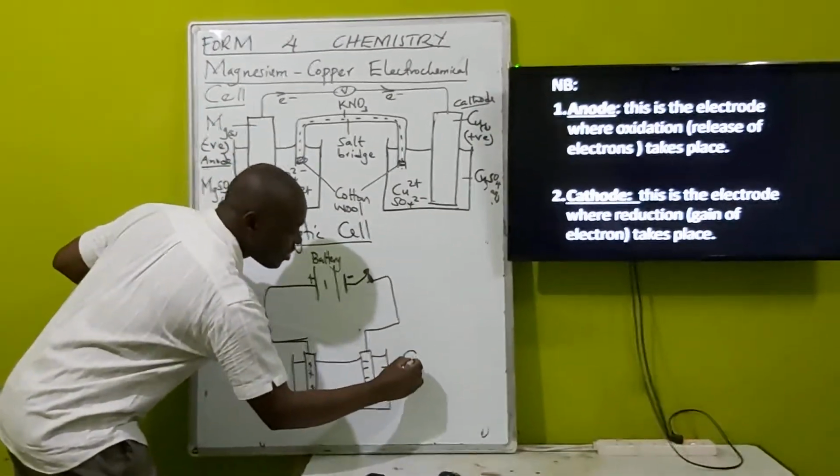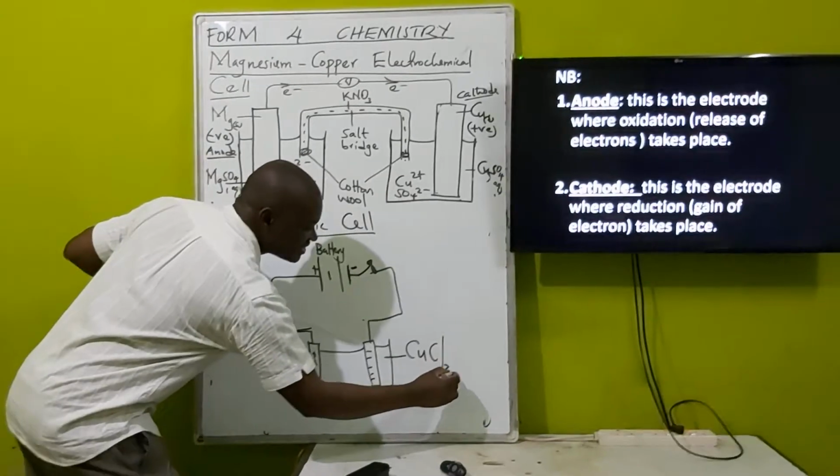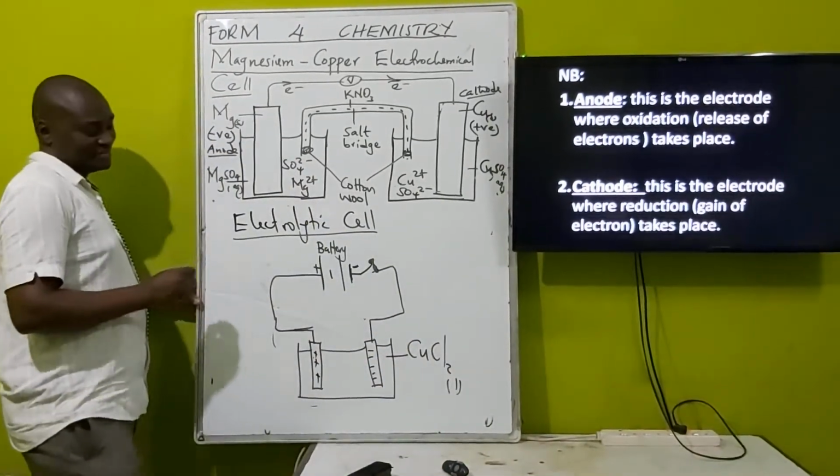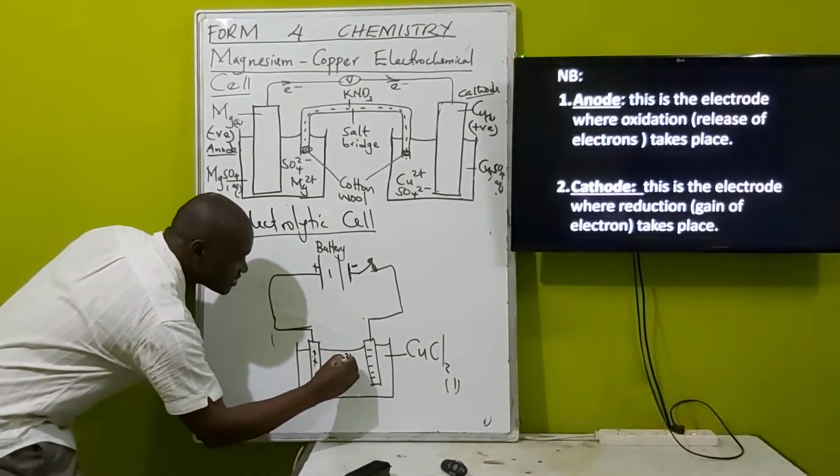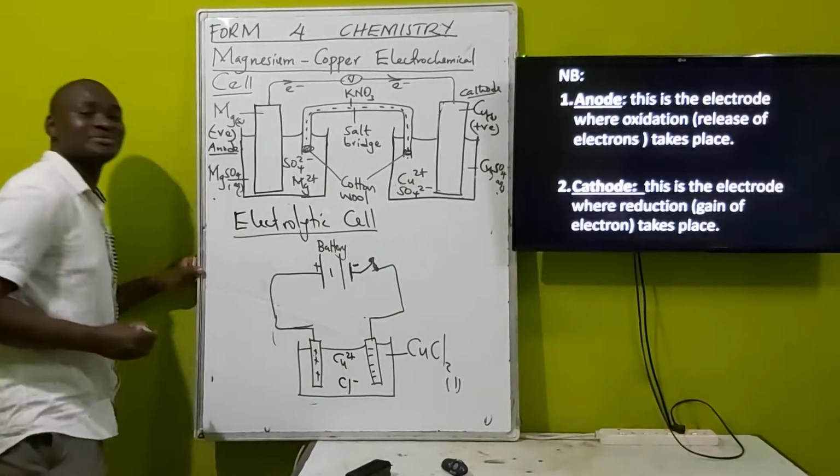Let's say this is molten copper 2 chloride. So what will happen? Inside here we have copper 2 ions and chloride ions.